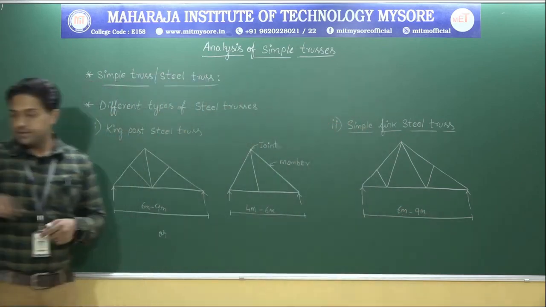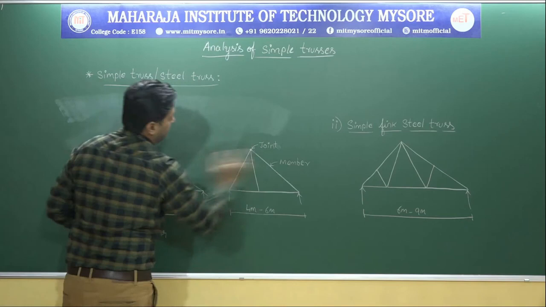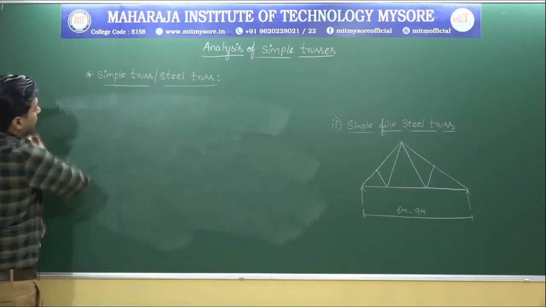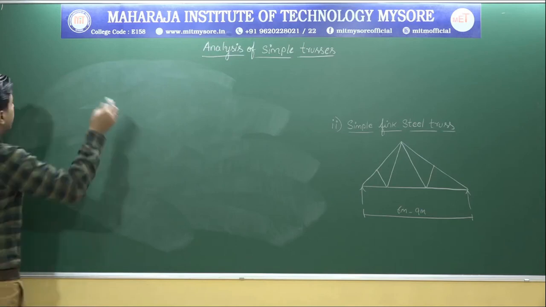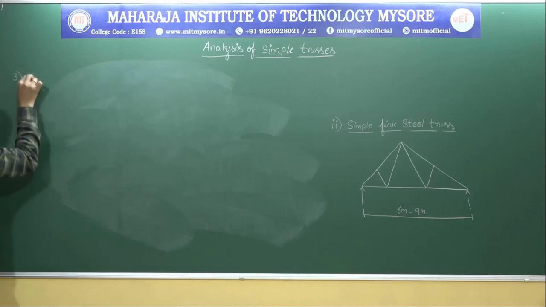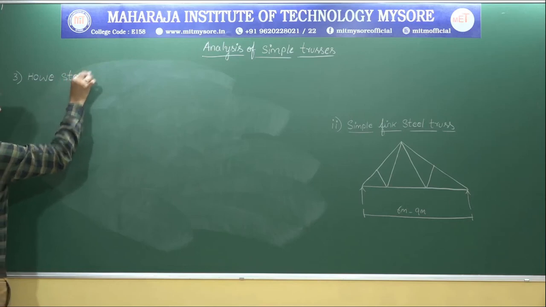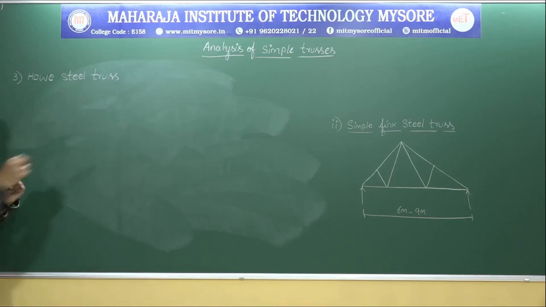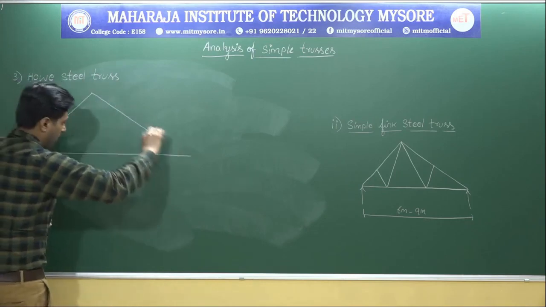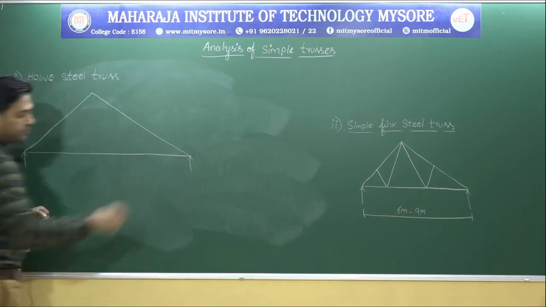Okay, so let me rub this portion. Now let me move on with the next kind of a steel truss, that is the third one, Howe steel truss. So it will be like this. So here also we will be having the supports.